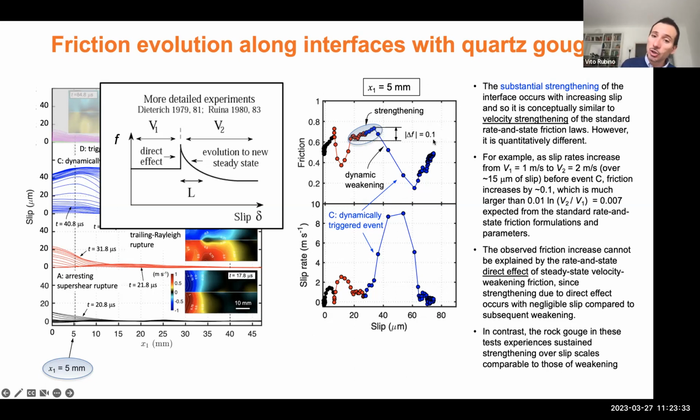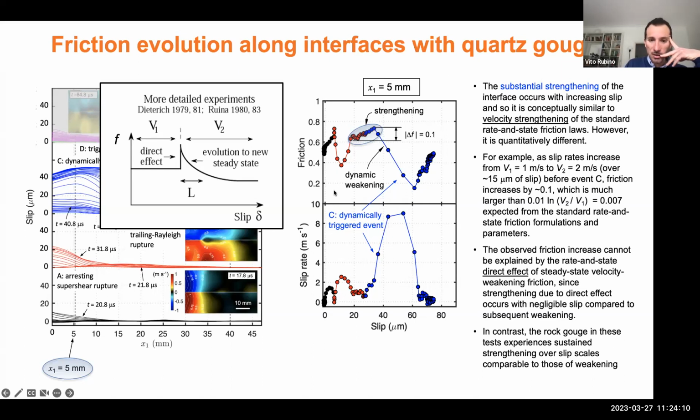And then the other thing is that the increase in friction is 0.1, and it's much larger than would be expected by rate and state friction. In fact, some back of the envelope calculation would suggest an increase due to the direct effect of 0.007, so much smaller. So this points towards the behavior in gouge being a genuine strengthening behavior in terms of rate and state, followed by an enhanced weakening due to flash heating.